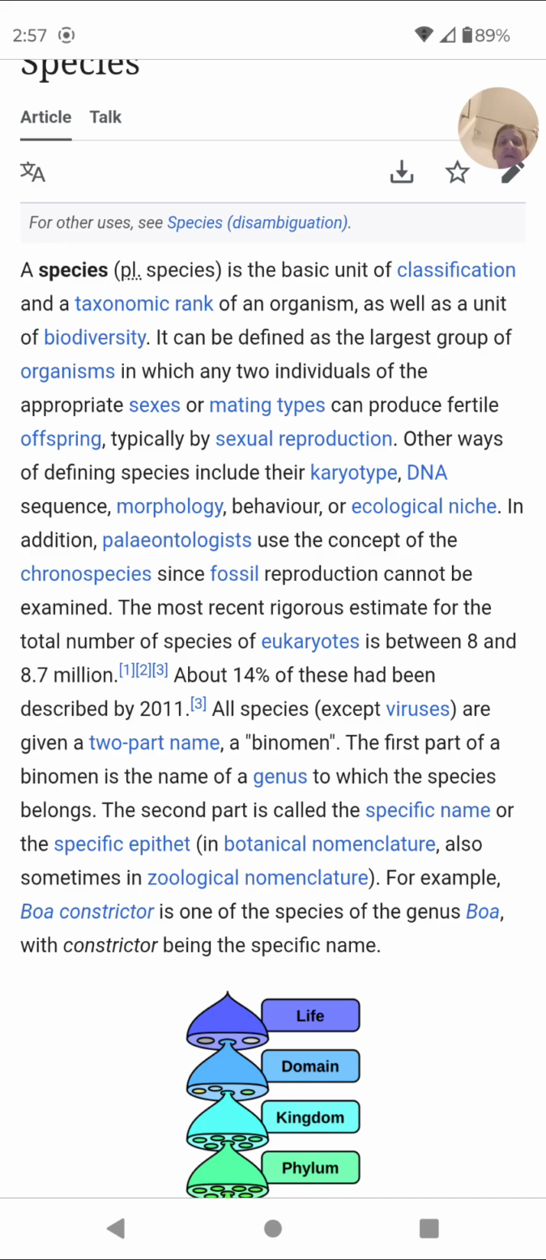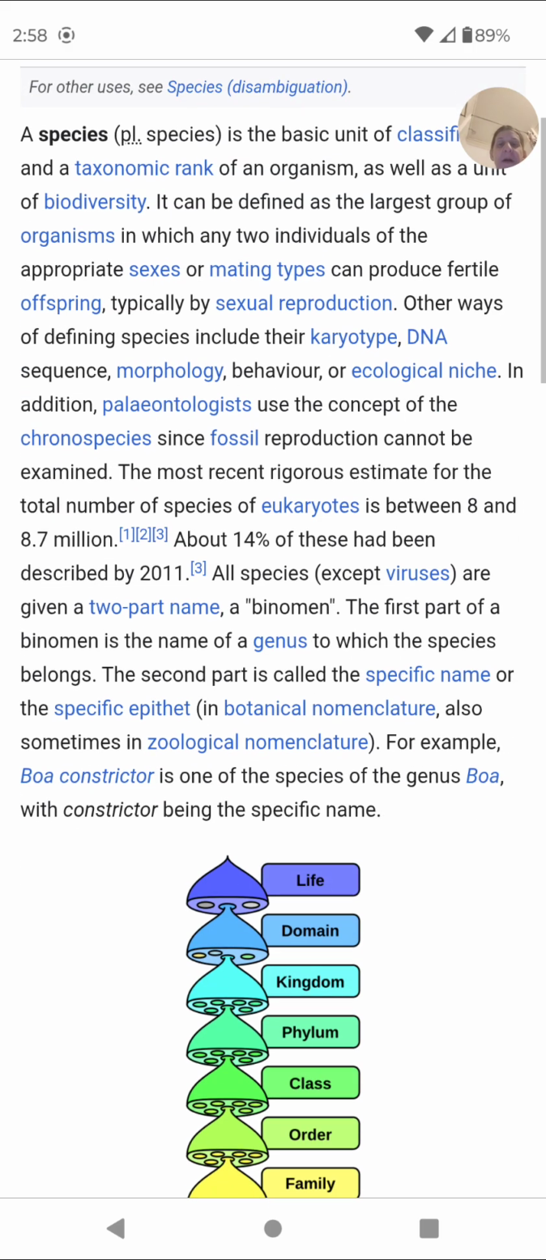Other ways of defining species include their karyotype, DNA sequence, morphology, behavior, or ecological niche. In addition, paleontologists use the concept of the chronospecies since fertile reproduction cannot be examined.